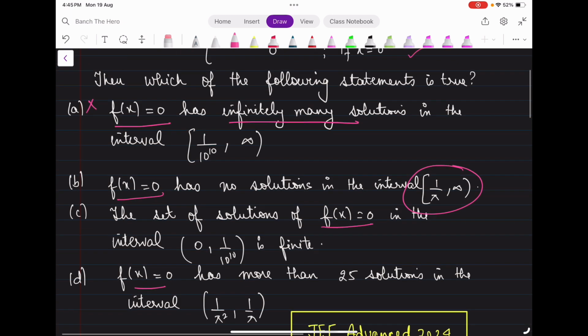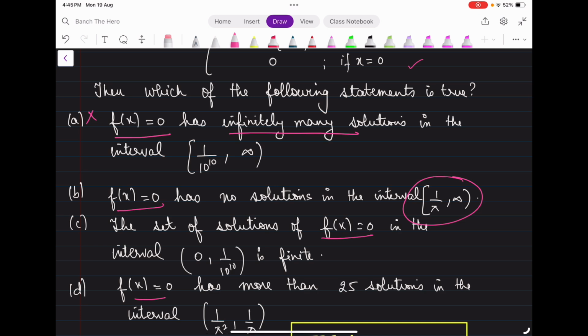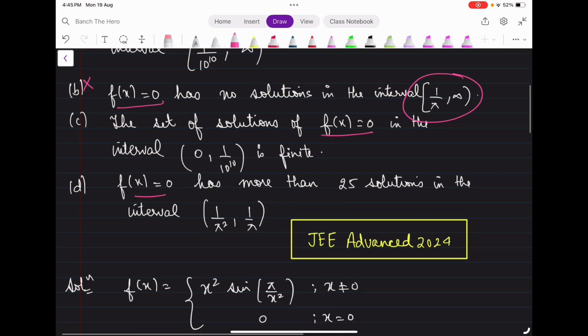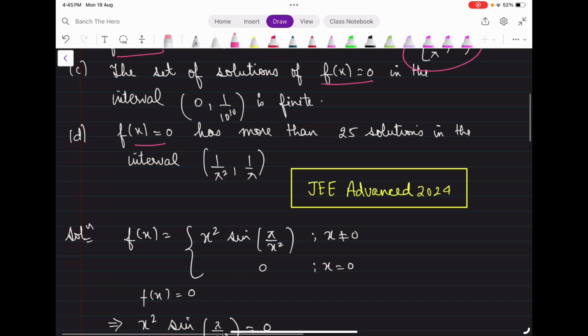Let's go back and check. It was saying that it has no solution, but we got solutions. We got 9 solutions. It means second option is also wrong. Now let's move to the third option. f of x is equal to 0 in the interval 0 to 1 by 10 raised to power 10 is finite.